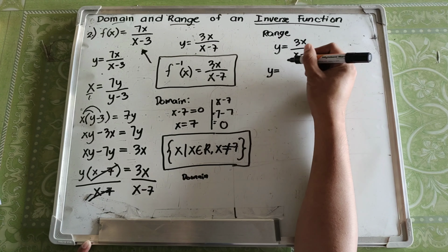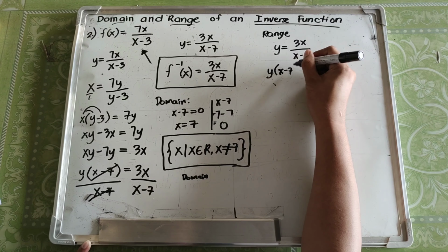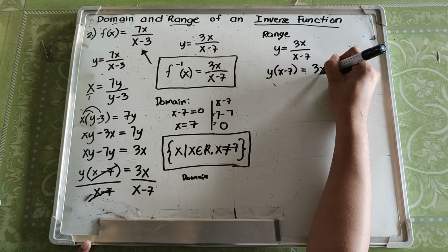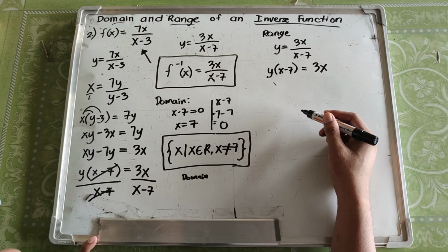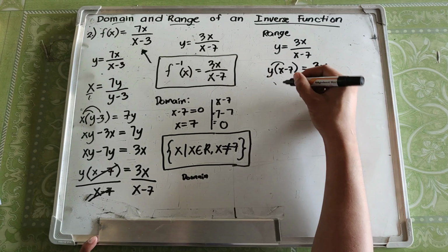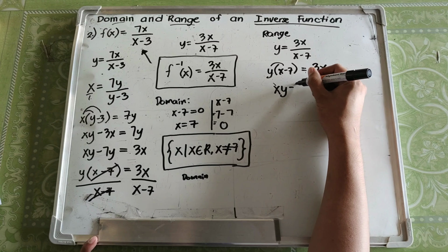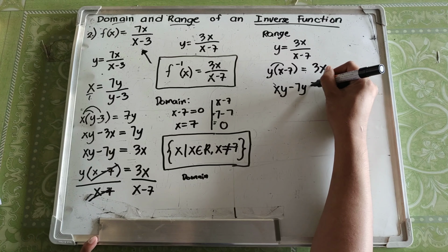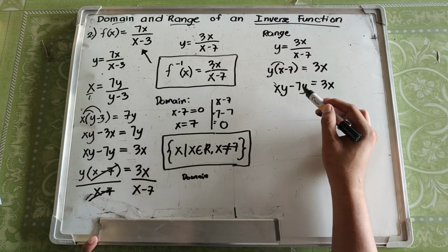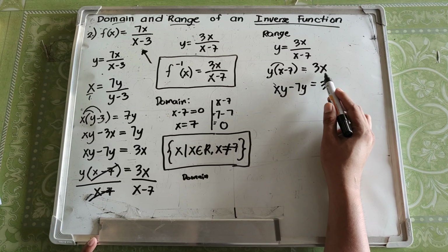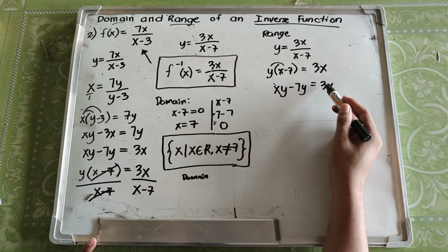So, y times x minus 7 is equal to 3x. You have to apply the cross multiplication. After that, apply the distributive property. y times x is xy. Then y times negative 7 is negative 7y, equal to 3x. Again, y times x is xy, y times negative 7 is negative 7y. We did not touch 3x, so let it be. Copy 3x. After that, you have to solve for x.